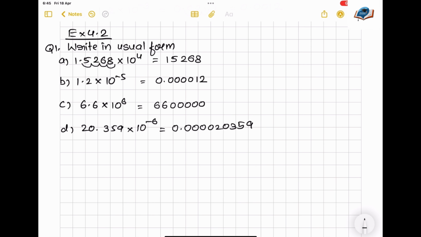Now question 2 says express the given number in standard form.